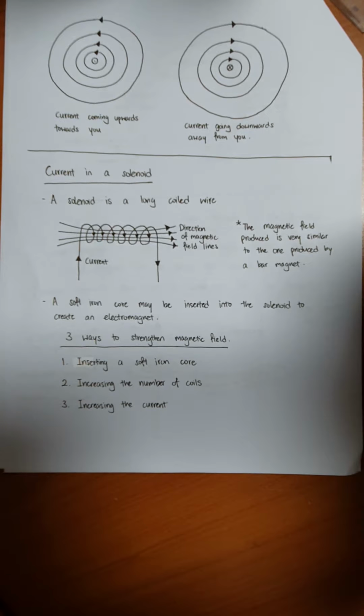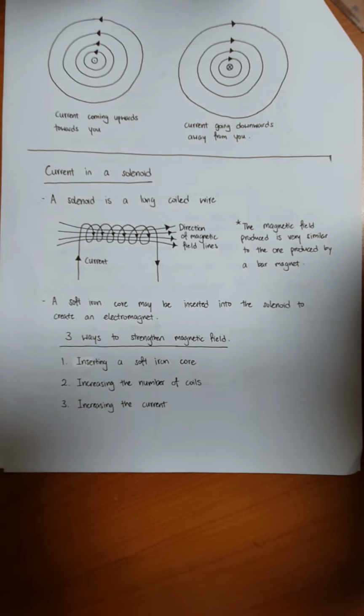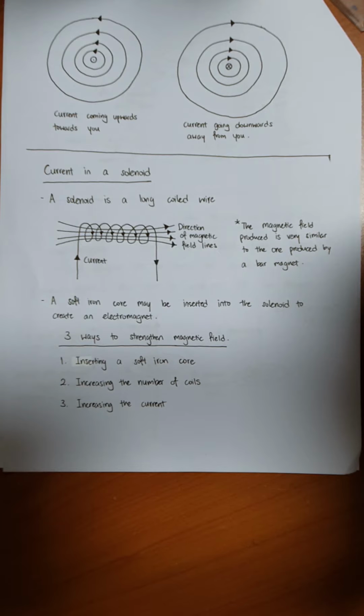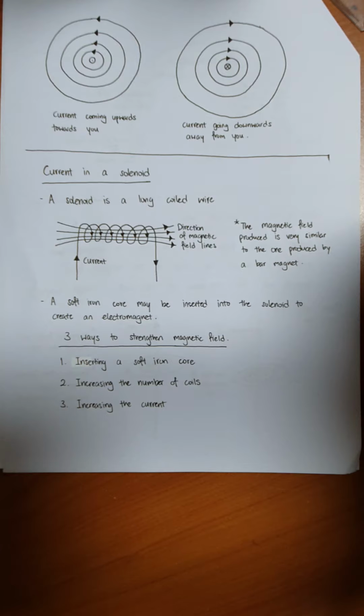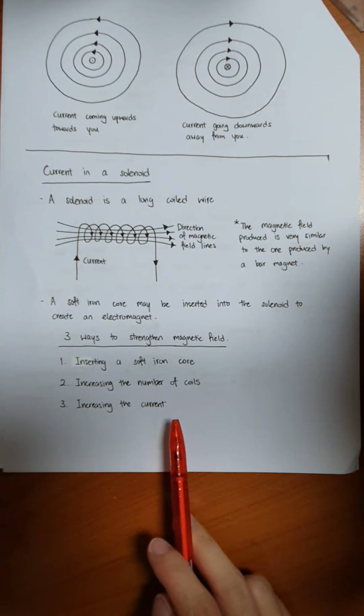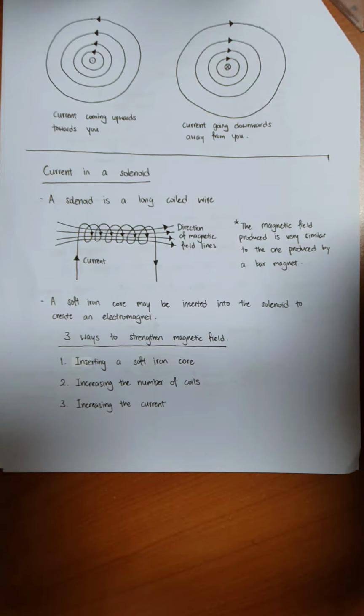Okay. Now there are three ways you can strengthen this magnetic field. The first way is by inserting a soft iron core into the solenoid. That will turn it into an electromagnet, and you will be able to concentrate the magnetic field lines, or the flux, inside this soft iron core. You can also increase the number of coils, or you can increase the current.